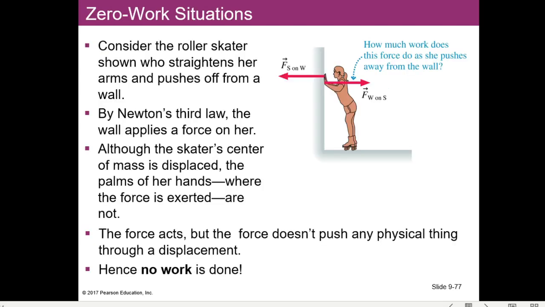Yay! All right. Here's another example of 0 work done. Here's a skater pushing off a wall. Why is there 0 work done in this case? Because there's no displacement, like the example of my holding a heavy book in front of the class that I cited earlier.